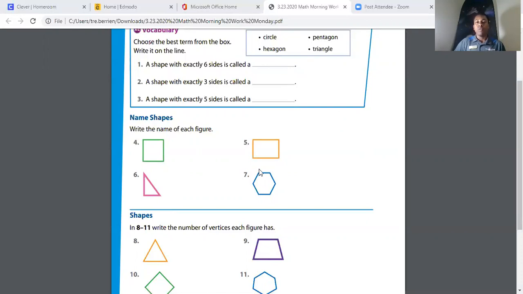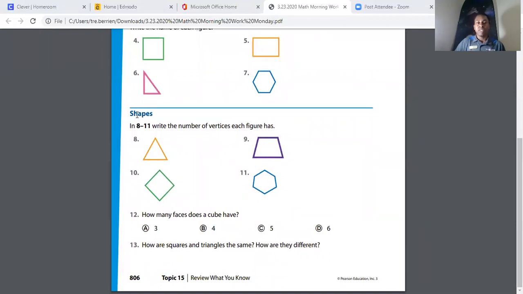Number 7. When you're looking at shapes like this, it's important that you count the sides to help yourself remember what shape it is. And in this case, number 7 is a hexagon, right? A hexagon. So let's take a look at how many sides. 1, 2, 3, 4, 5, 6. So a 6-sided shape is the hexagon, a 5-sided shape is the pentagon. It's important that you don't get those confused. I know sometimes we can get those confused.